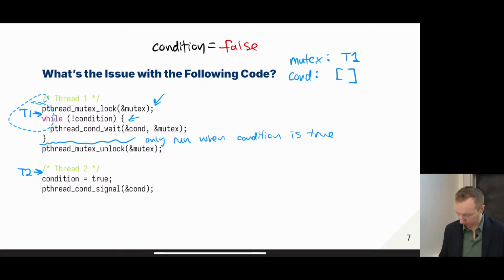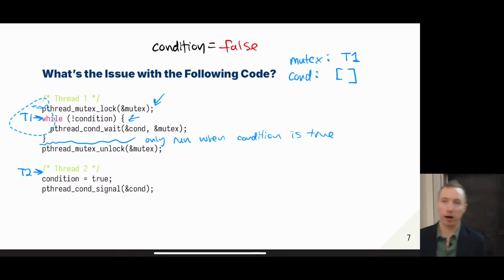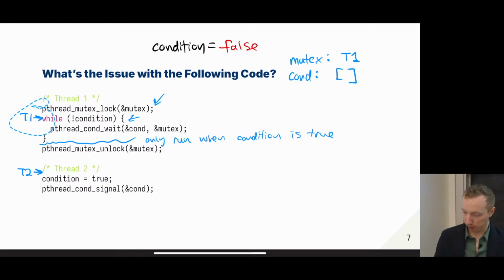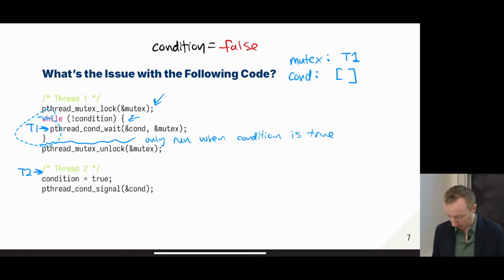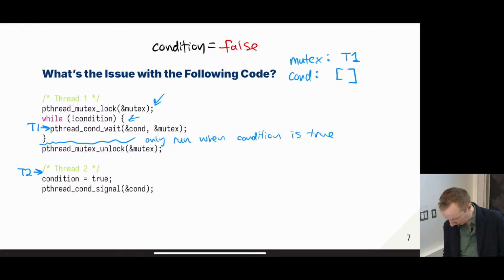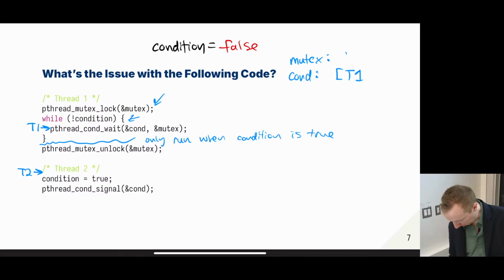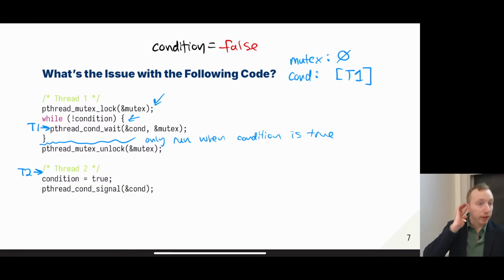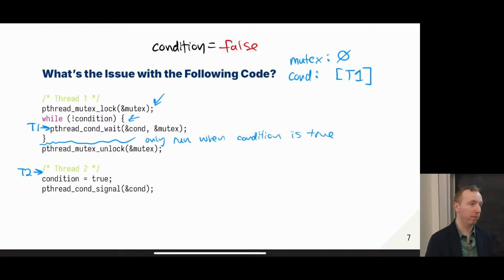So if thread 1 executes first, it could acquire the mutex and then check the condition. So while not condition, well, currently it's false, so not condition is true. So it would go into the body of the while loop and then it would hit this wait. When it hits this wait, it essentially would atomically add itself to the queue, and then give up the mutex. So it would look like that, and then thread 1 can't run anymore, right? So thread 1's put to sleep, it is on that queue.